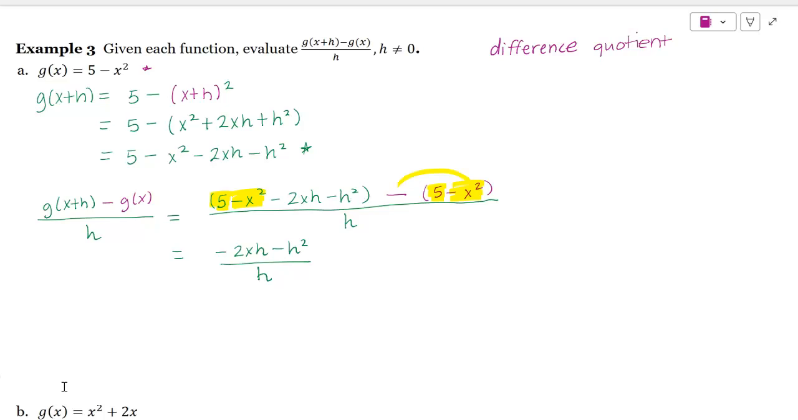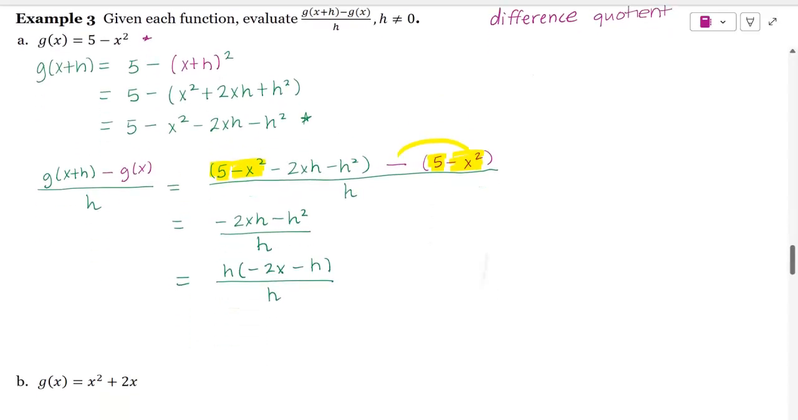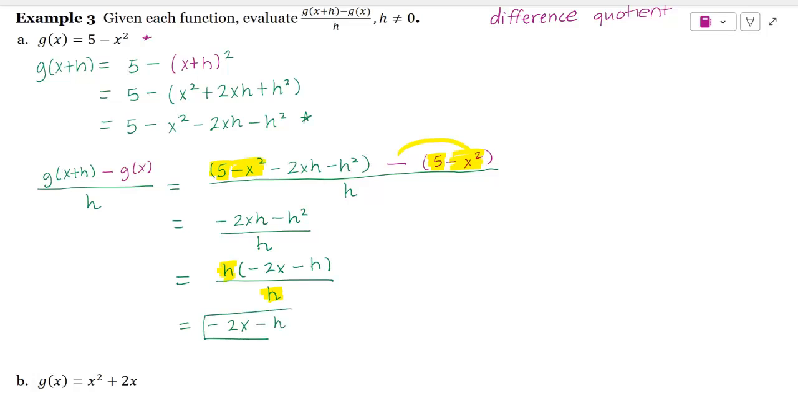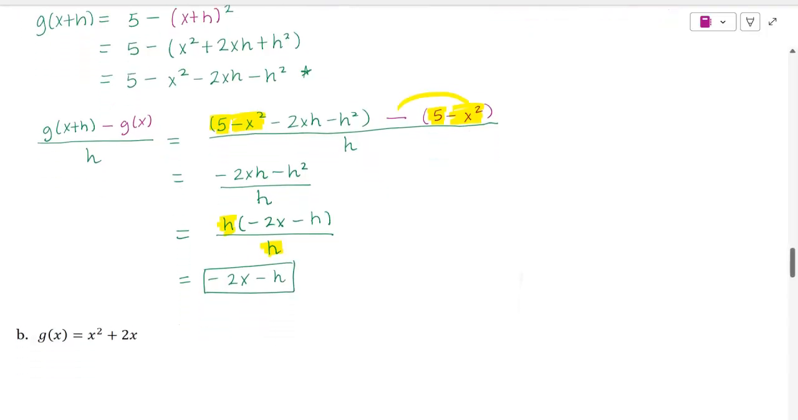So now we're to the second part where we make another check to make sure that we're on the right track. The second thing that will happen is in the numerator, we should be able to factor an h out of all of the terms that are left. And we like that because now we can cancel the h in the numerator with the h in the denominator, and we don't have to worry about potentially plugging 0 in to this. So it looks like our final answer here is negative 2x minus h. Let's do another example.